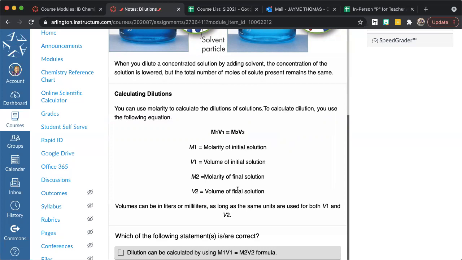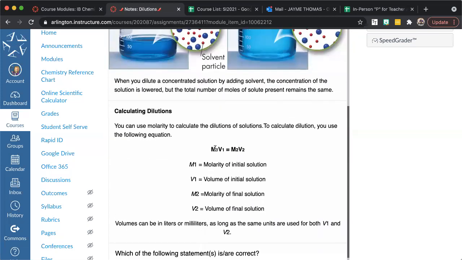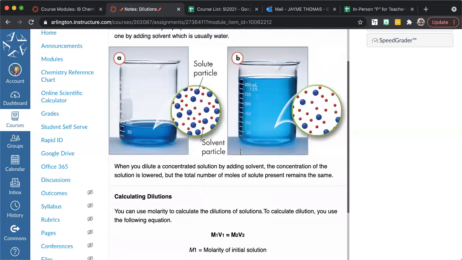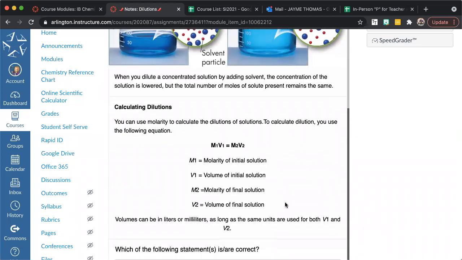So typically when you're doing a dilution, if we look at the pictures here, the volume increased in these two beakers. So typically your V1, if that's your stock solution, is usually a lower number than V2, because V2, your final volume, is usually going to be more because you're adding water, a solvent, to the solution to dilute it. Okay.